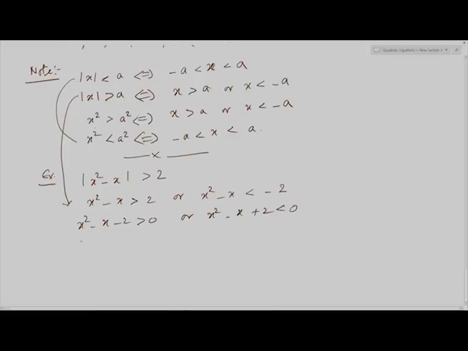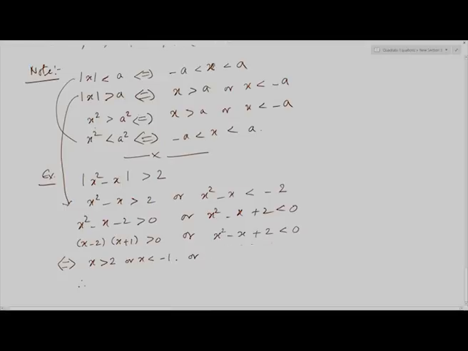So, now I can factorize this. This inequality is true if and only if (x - 2)(x + 1) > 0 or x² - x + 2 < 0. This is true, again by the sign graph, I am not repeating this. So, both terms should be positive or both terms should be negative. So, either x is greater than 2 or x is less than -1.